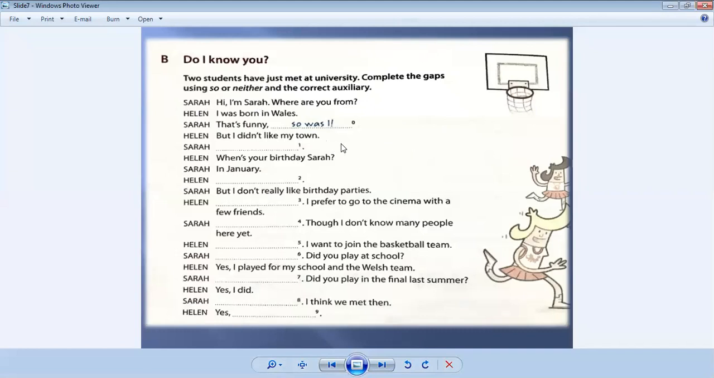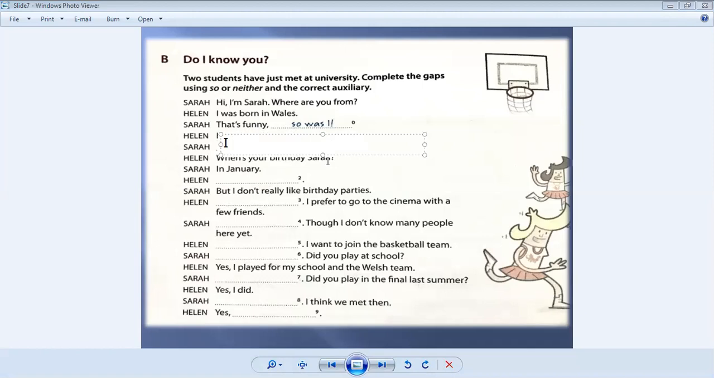Okay, so hi, I am Sarah. Where are you from? I was born in Wales. That's funny. So was I. But I didn't like my town. Neither do I. Neither do I. That means I don't like it too.